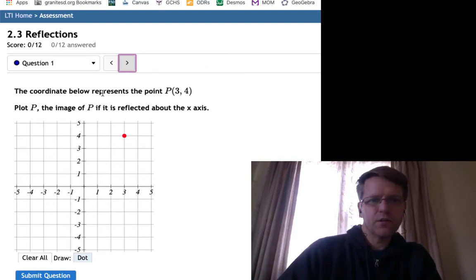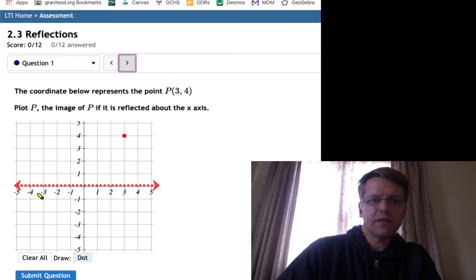So it says the coordinate point below represents the point P, which is at (3, 4), and it says plot P. Plot the image of P if it is reflected about the x-axis. Across the x-axis. Well, here's the x-axis across here. So if I want to go across the x-axis, think about it as like this is where you're going to fold a sheet of paper.